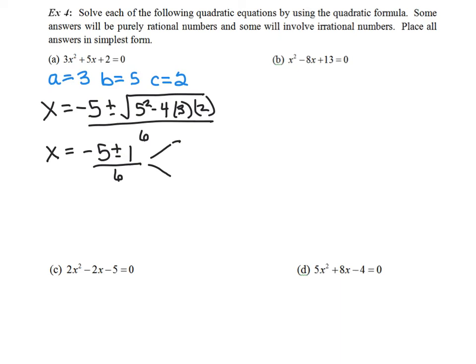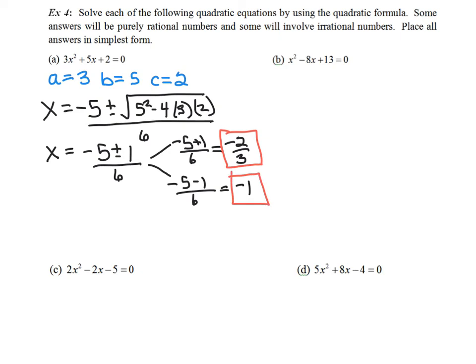So I'm going to simplify my two rational answers. Negative 5 plus 1 over 6. That's giving me negative 4/6, but negative 4/6 reduces to negative 2/3. The second answer would be negative 5 minus 1 divided by 6. Negative 5 minus 1 is negative 6. Negative 6 divided by 6 is negative 1. So I have two solutions for this quadratic equation.